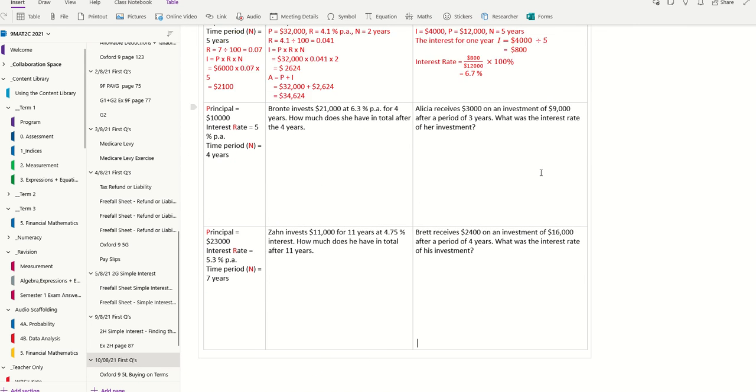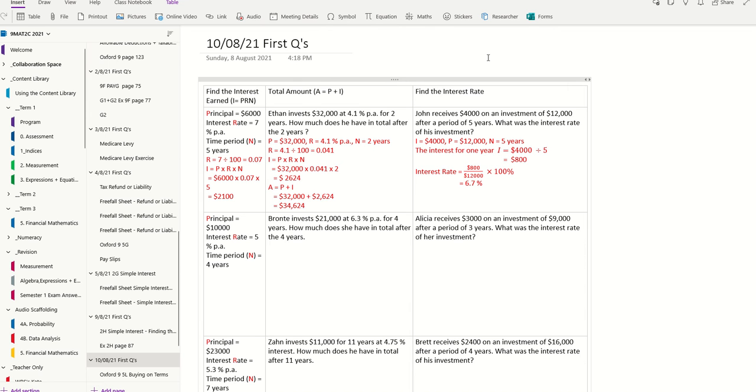Once you have filled them in, there will be a link up here and a link in your Compass for you to go and put the answers into a Microsoft Forms, so I can see how you guys are going, whether you're getting them right and also that you are doing them.